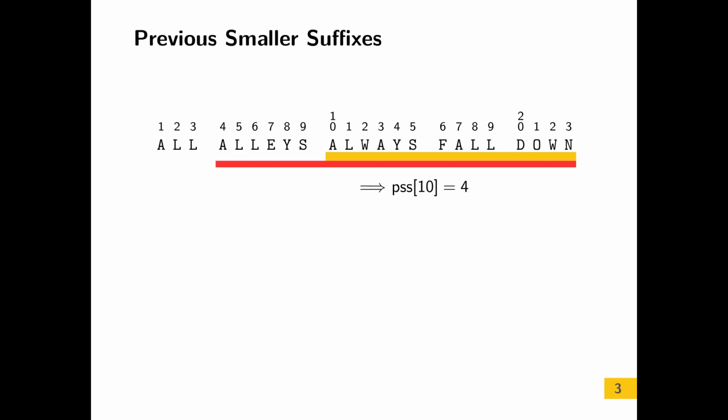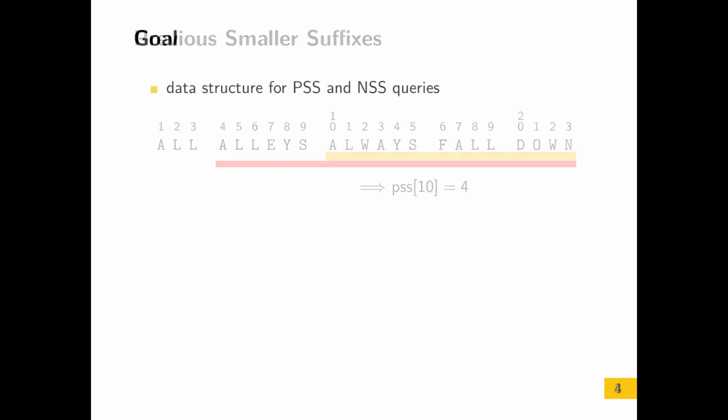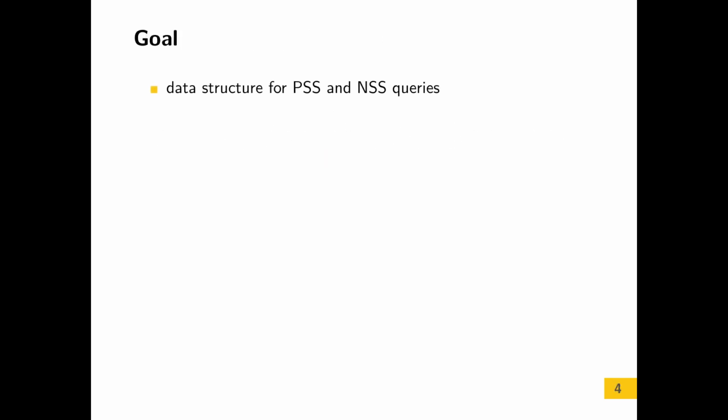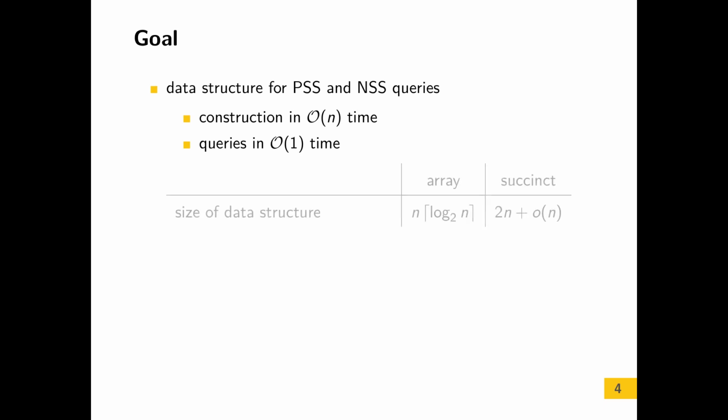This motivates data structures that can quickly determine PSS and NSS values. Ideally, the construction time of such a data structure should be linear in the length of the string. Also, once constructed, it should be able to output both the PSS and NSS value of any text position in constant time. There are two known approaches that satisfy these properties.